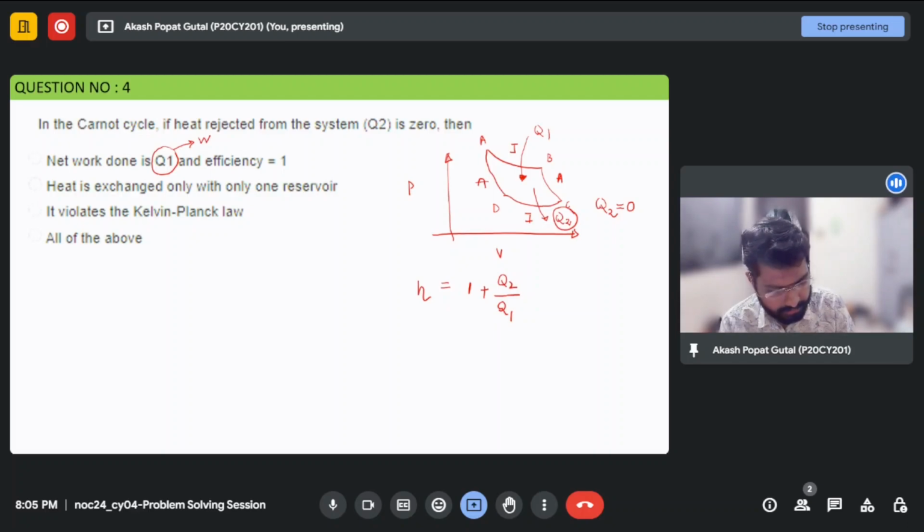And Q2 is actually a negative quantity, and if it is 0, then this term will become 0, and your efficiency will be 1. So the first statement is correct.